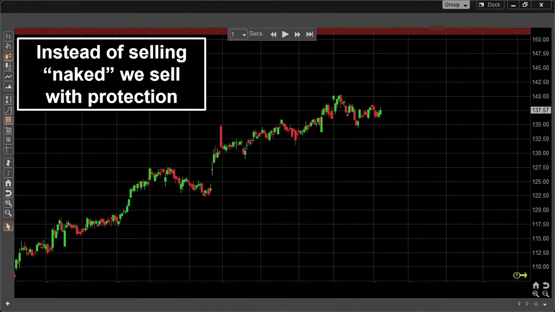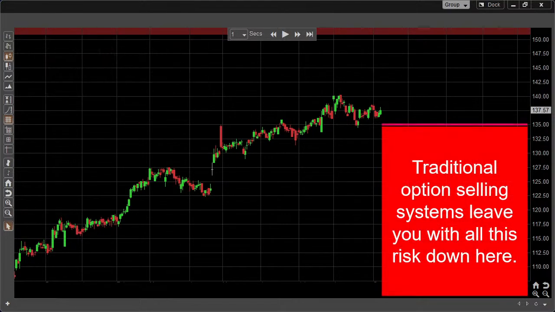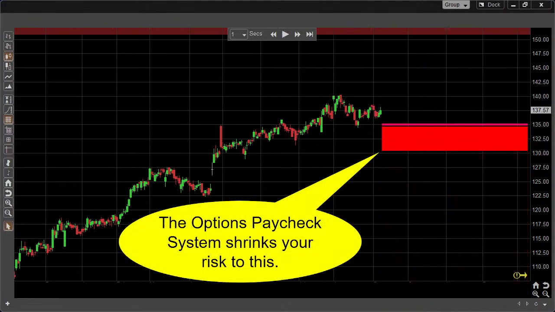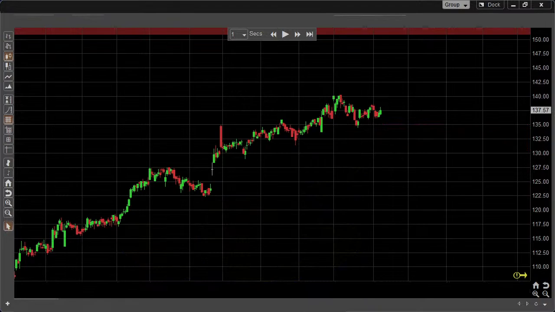Now, traditional option selling systems leave you with all of this risk down here. What we're going to do with the options paycheck system, though, is shrink your risk down to this very, very small level. So let me show you how this works. This is a graph of a typical stock we'd be bullish on. It's a beautiful graph. So it's understandable to be bullish on a stock that looks like this.